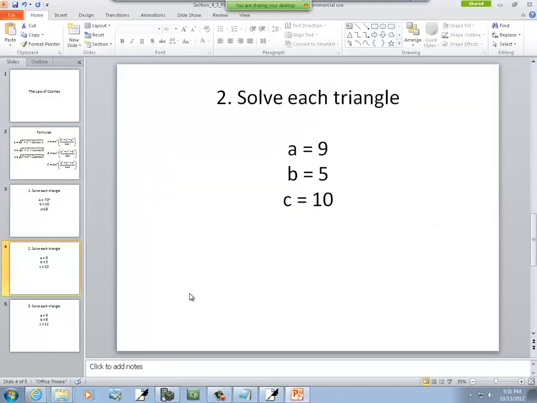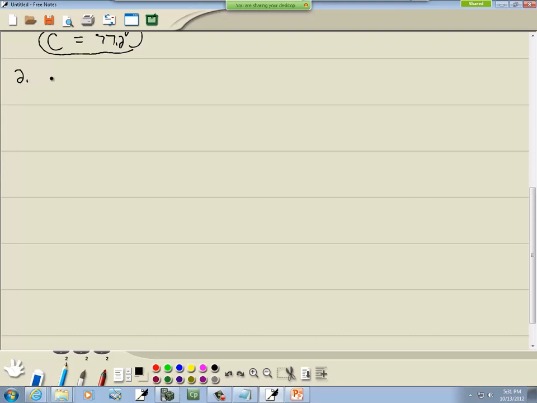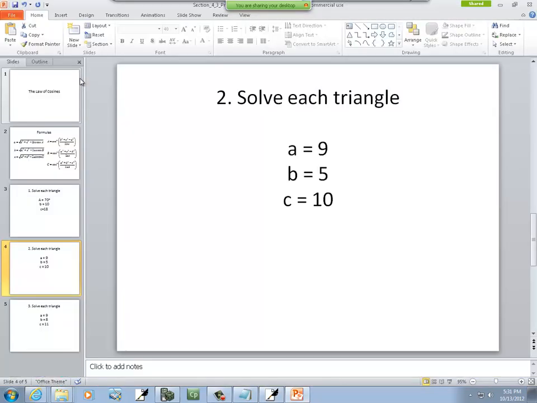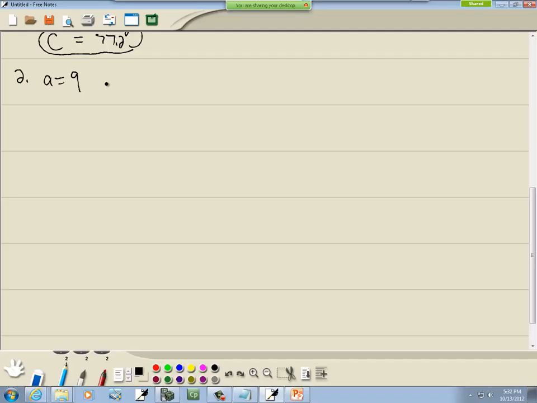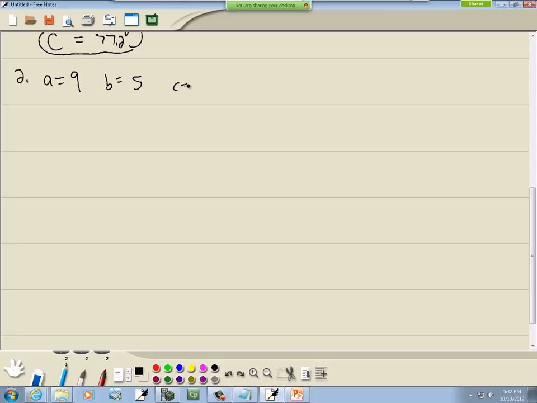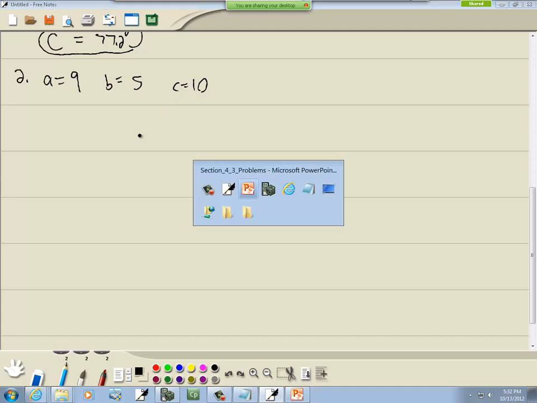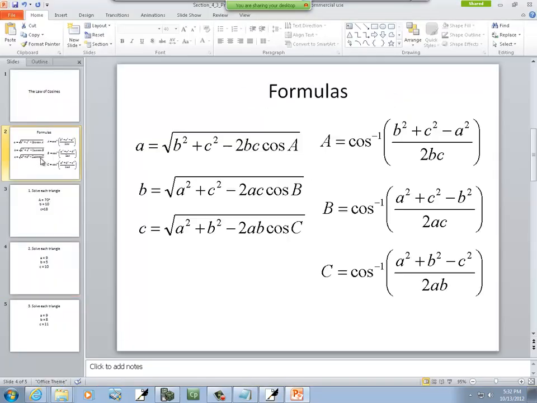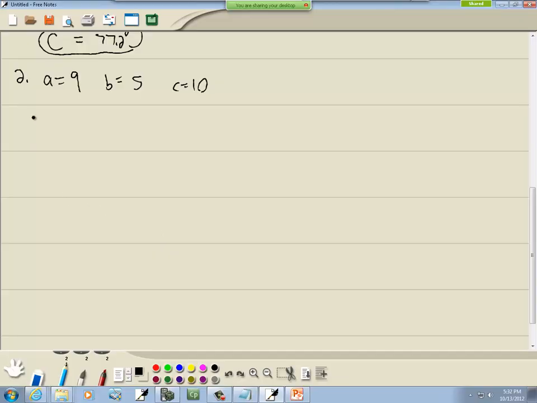Let's take a look at our second example. We've got A is equal to 9, and B is equal to 5, and C is equal to 10. So we know the three sides. Come back up to my formulas up here. These formulas, all three of them, require you to know the three sides, which we know. So we can plug them in directly here and find our angles A, B, and C.